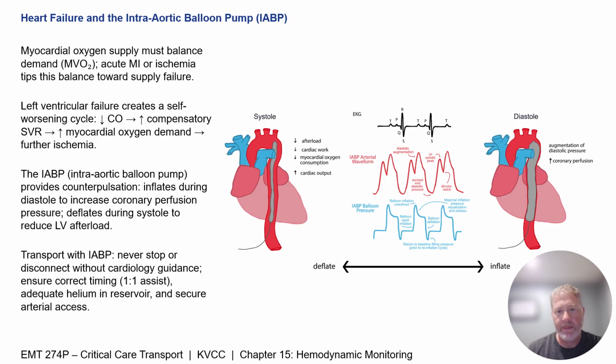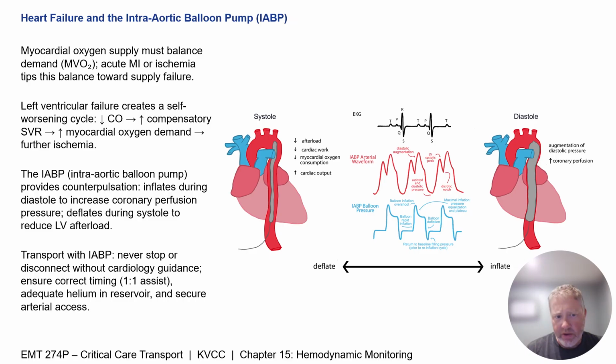So it's a twofer. The device doesn't replace cardiac output the way a ventricular assist device does, but it can stabilize selected patients as a bridge to more definitive therapy. The myocardial oxygen supply must balance demand. Acute MIs or ischemia, those tip the balance toward the supply failure.